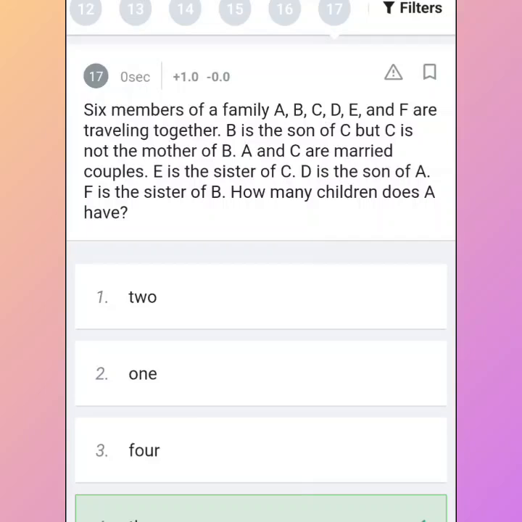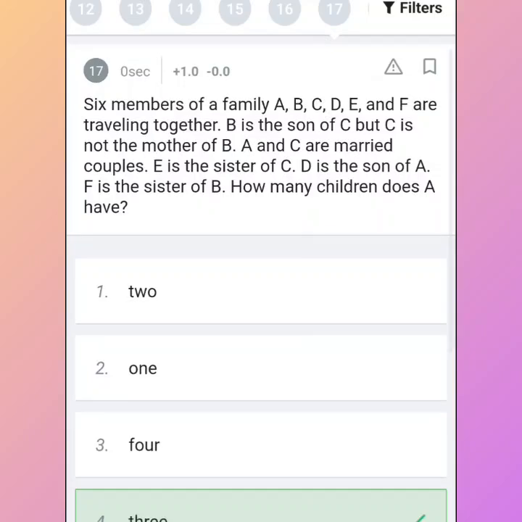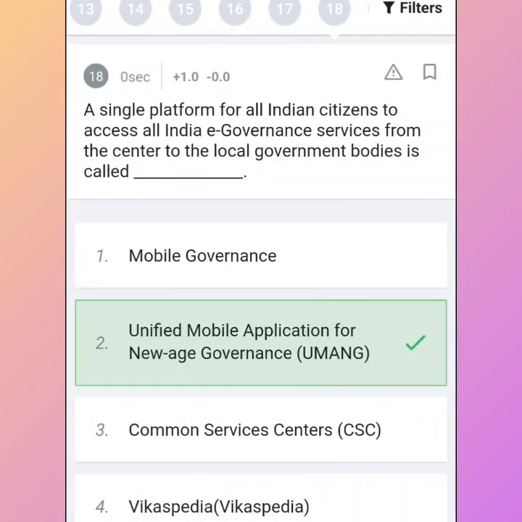6 members of a family, A, B, C, D, E and F, are traveling together. B is the son of C and C is not the mother of B. A and C are a married couple. E is the sister of C. D is the son of A. F is the sister of B. How many children does A have? 3.